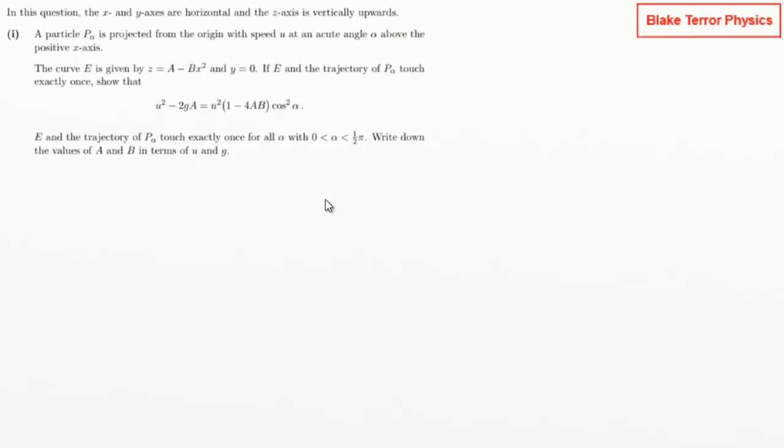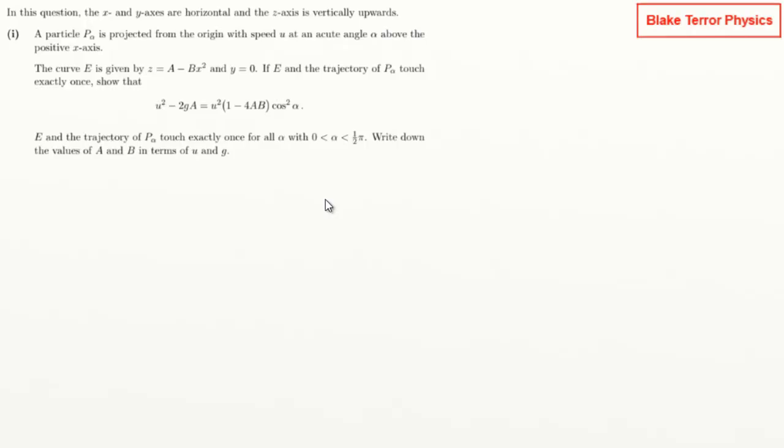In this question, the x and y axes are horizontal. So we've got a flat xy plane and the z axis is vertically upwards. Right, part 1: a particle P alpha, subscript alpha, is projected from the origin with a speed u at an acute angle alpha above the positive x-axis. The curve E is given by this. We've got a negative quadratic there, and y is 0. So this is a parabola in the xz plane.